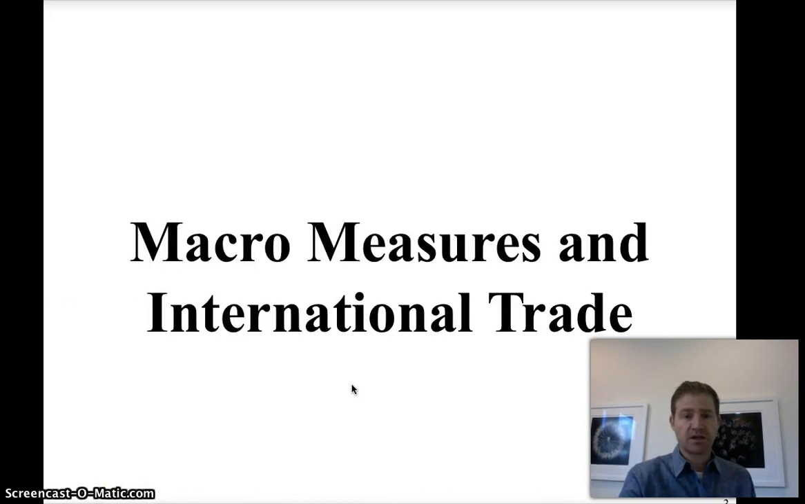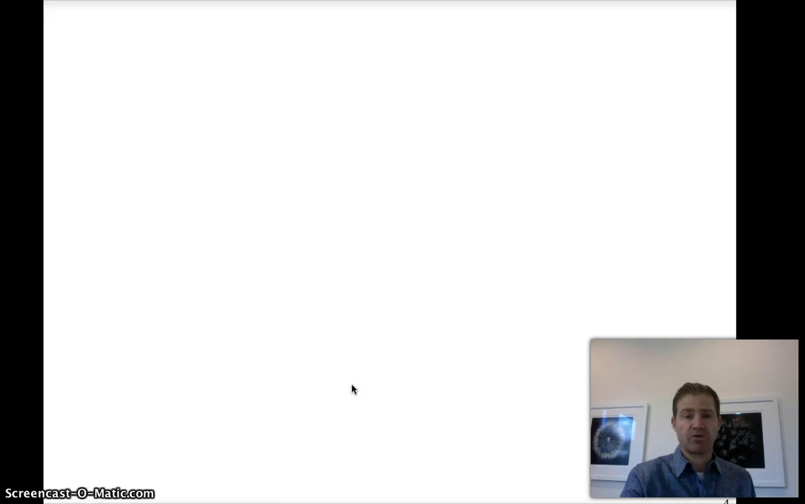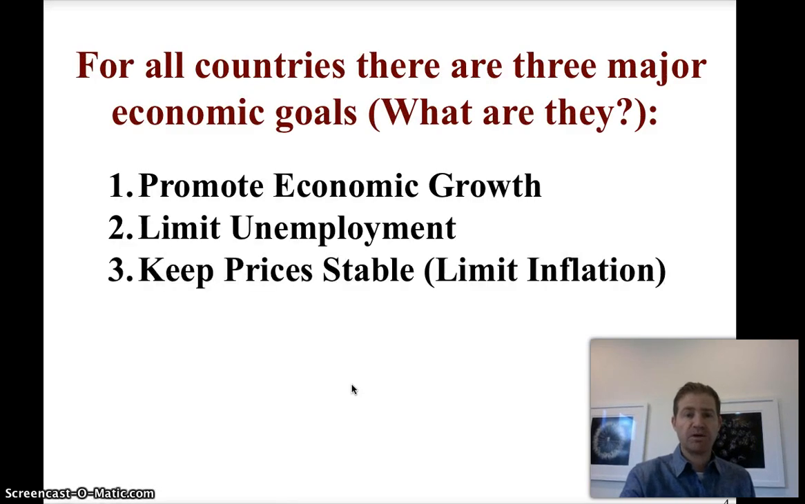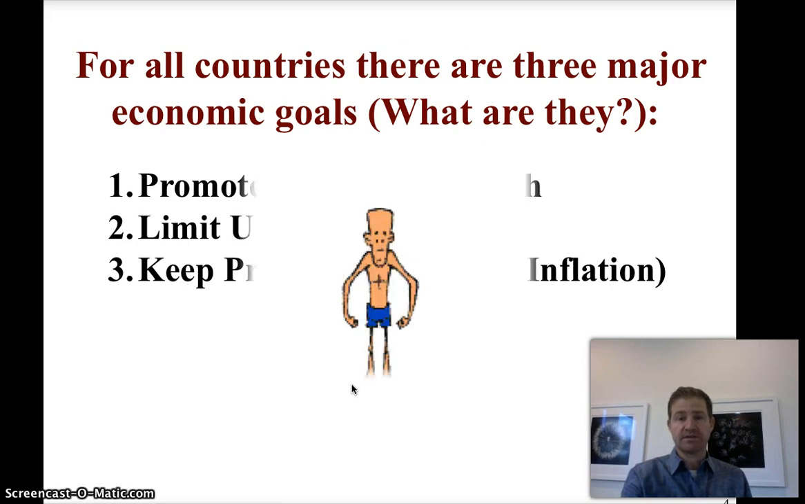So this module was a lot about how you measure the macroeconomy. And so this should be review. If you think about the president's report card, these were the grades that we were giving them. And for all countries, there are three major economic goals: promoting economic growth, which is a growth in real GDP, limiting unemployment, and keeping prices stable, which is the same as limiting inflation.